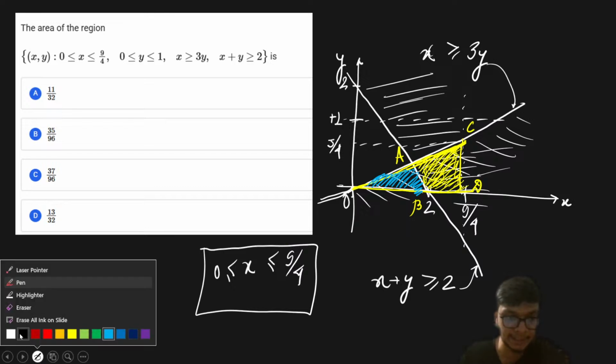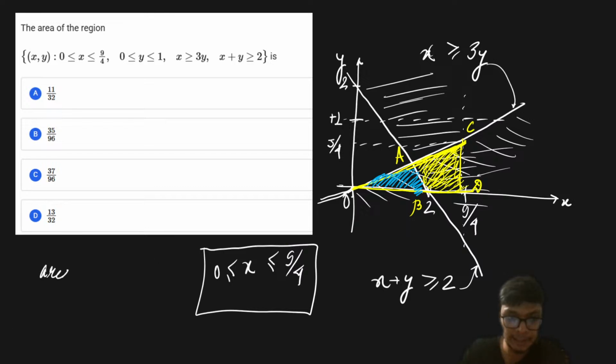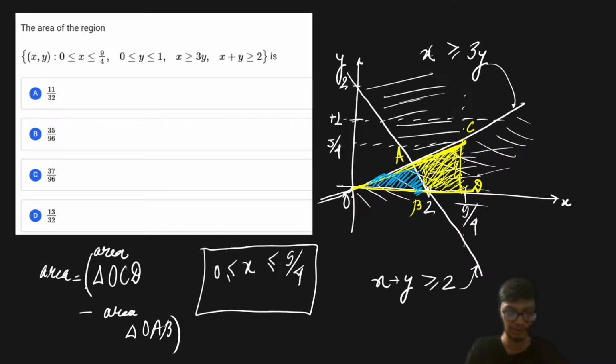Then ultimately you will get the area of the required quadrilateral. So the required area is basically the area of the triangle OCD minus the area of the triangle OAB. From this you can easily find the given answer. Anybody got the answer?